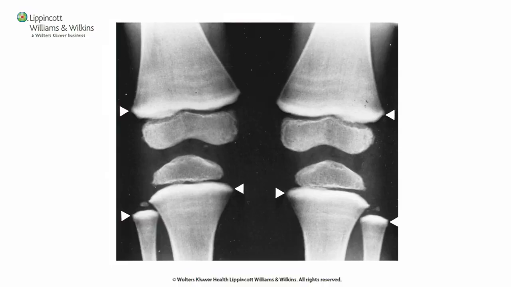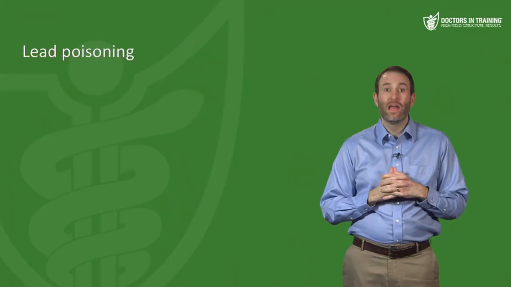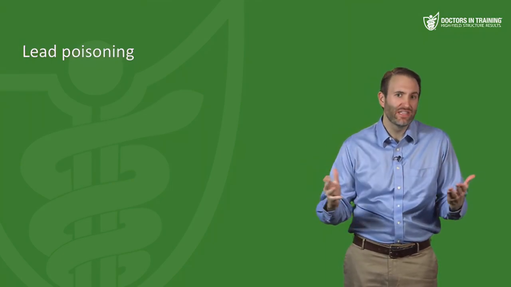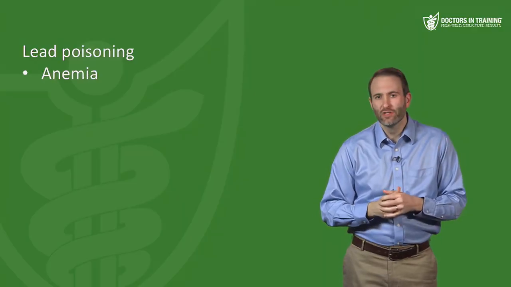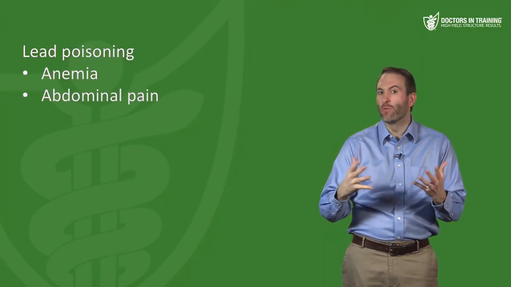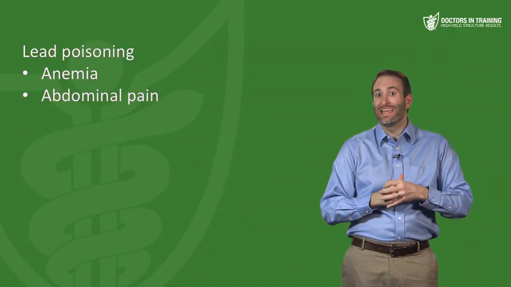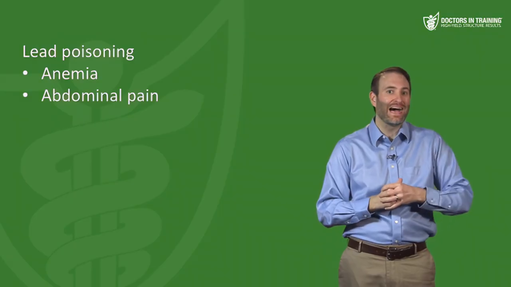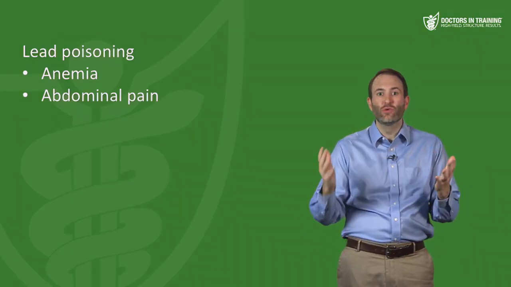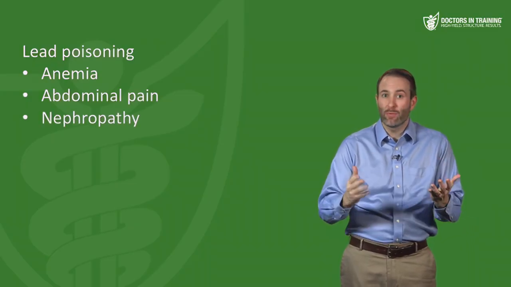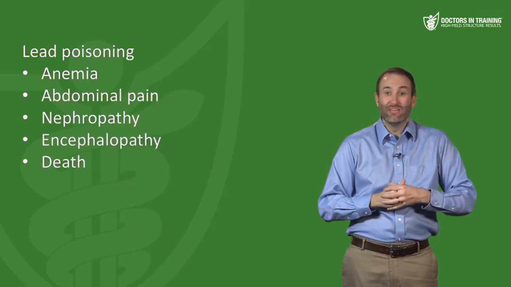You can also get lead lines in the teeth, and you can also get them in the gum junction as well. And those are also called Burton's lines. Now, severe lead toxicity can also cause decreased hemoglobin synthesis that can then lead to anemia. So patients may have colic or abdominal pain with this as well. And the mechanism here is that lead inhibits ferrochelatase and ALA dehydratase, which leads to decreased hemoglobin synthesis. And then lead can also cause nephropathy, encephalopathy, and then even death.